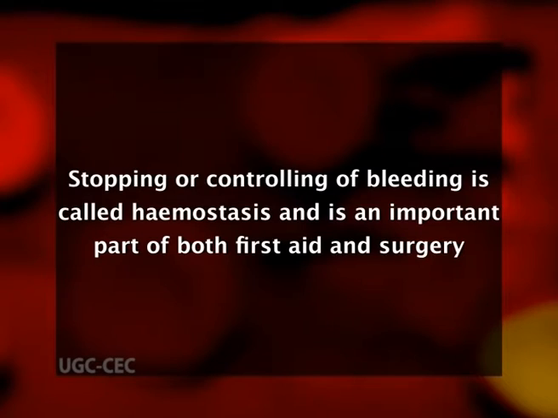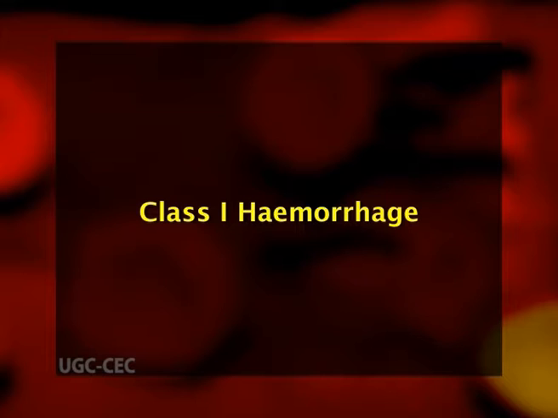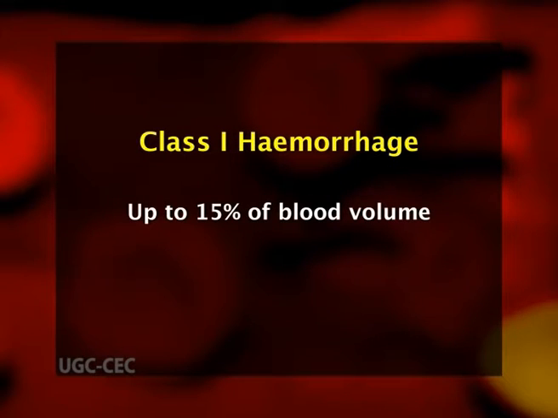Typically, a healthy person can endure a loss of 10 to 15% of the total blood volume without serious medical difficulties. The stopping or controlling of bleeding is called hemostasis and is an important part of both first aid and surgery. Hemorrhaging is broken down into 4 classes by the American College of Surgeons Advanced Trauma Life Support. Number first, Class 1 hemorrhage involves up to 15% of blood volume. There is typically no change in vital signs and fluid resuscitation is not usually necessary.